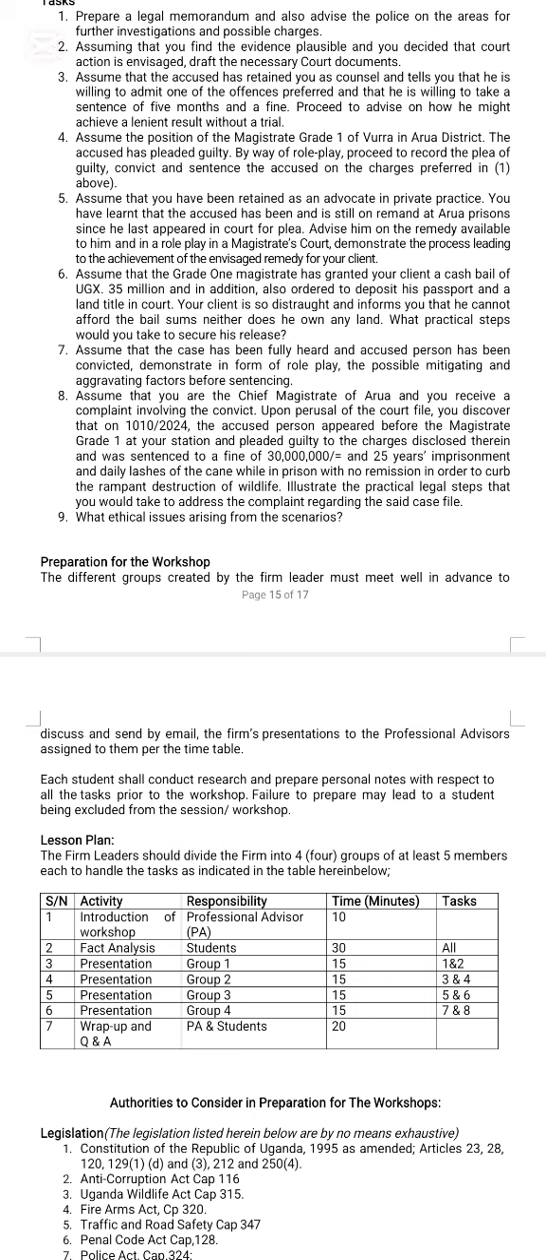Then you pray for a maximum sentence. Mitigating factors: the accused has a family he's taking care of, the accused was very remorseful, the accused pleaded guilty, we pray for a lighter sentence. That's basically how you go about that.